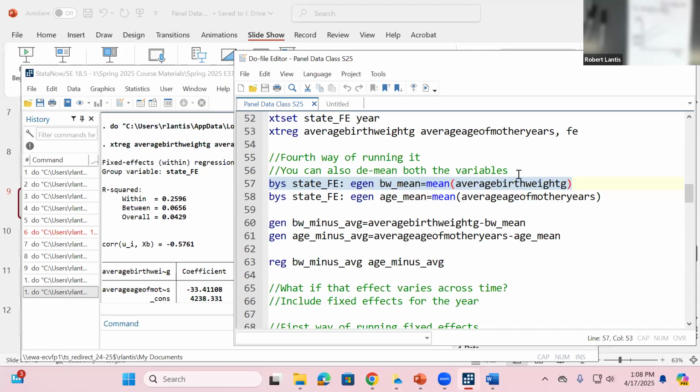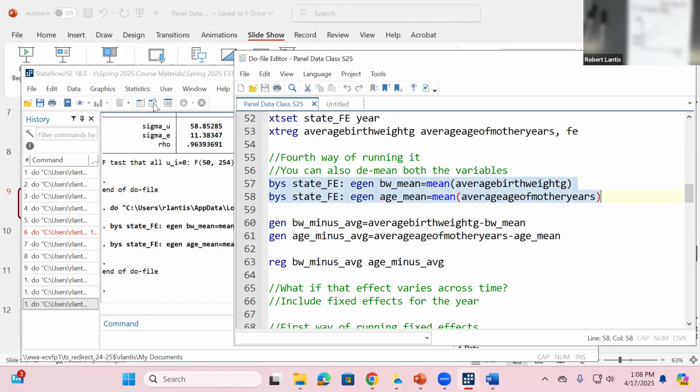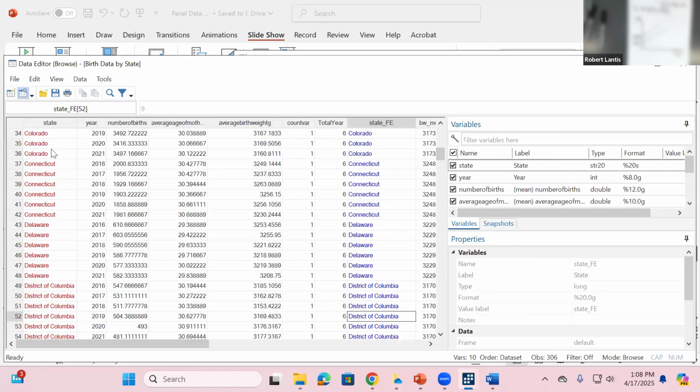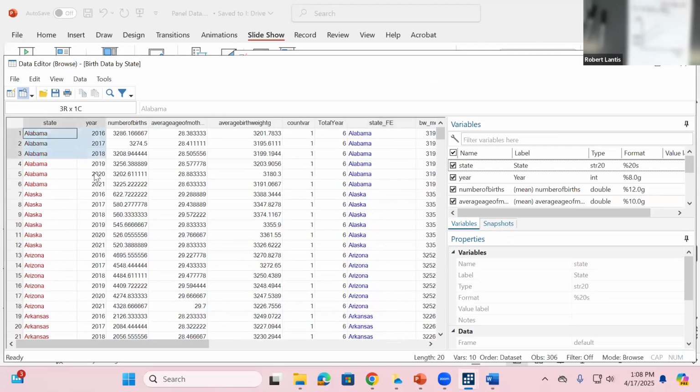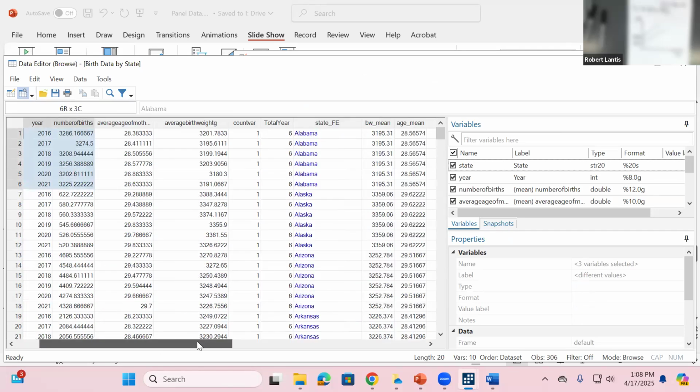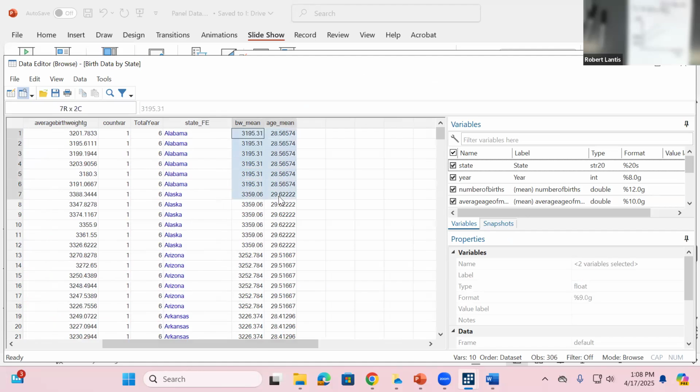So for every state, I'm going to do the same thing for the mother's average age. If I run this, I'll show you what that looks like in the data. Notice for Alabama, we've calculated the average birth weight and the average mother's age. Notice then when I go down to the next state, Alaska, I've calculated Alaska's average birth weight and average mother's age, and so on and so forth.